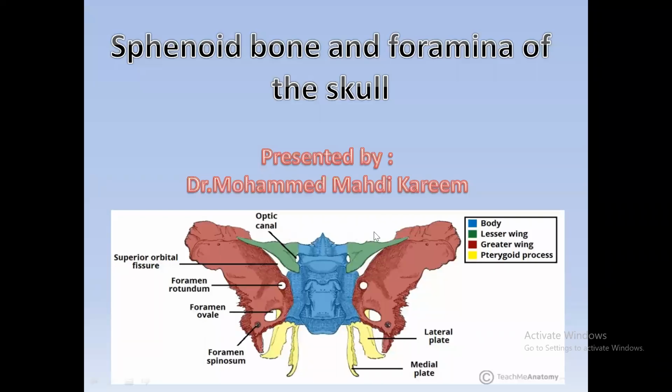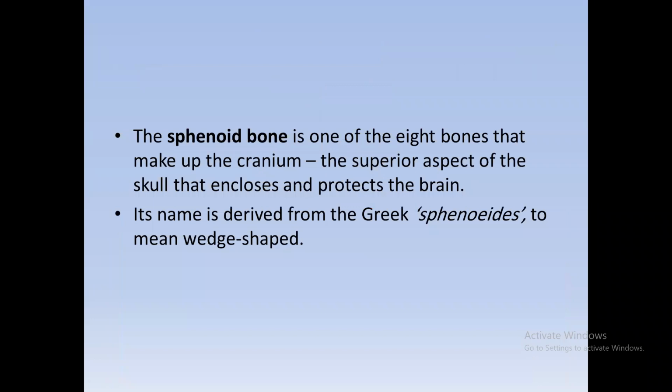Our presentation today is about sphenoid bone and foramina of the skull. The sphenoid bone is one of the 8 bones that make up the cranium, the superior aspect of the skull that encloses and protects the brain. Its name is derived from the Greek sphenoides, to mean wedge-shaped.